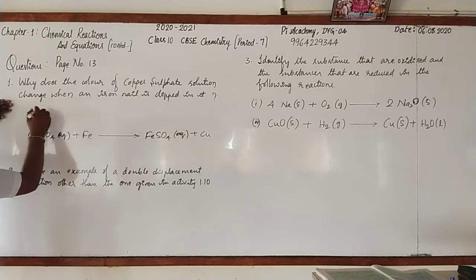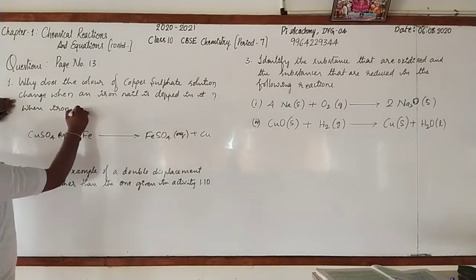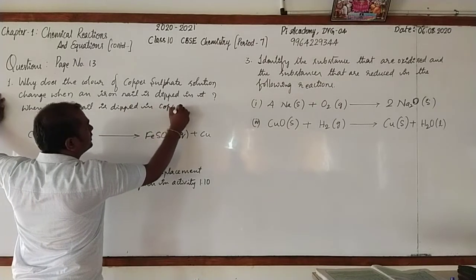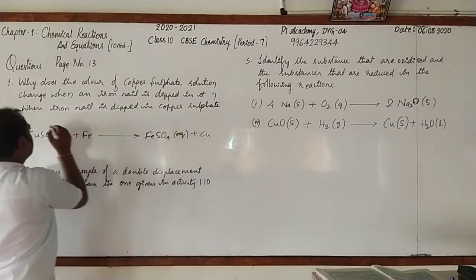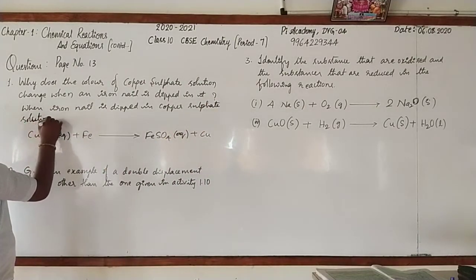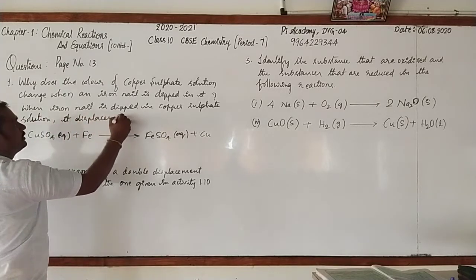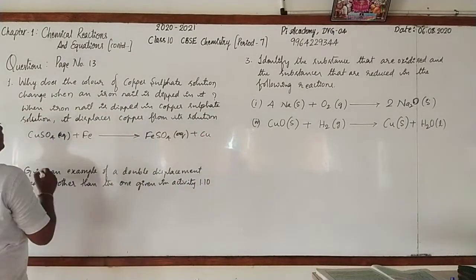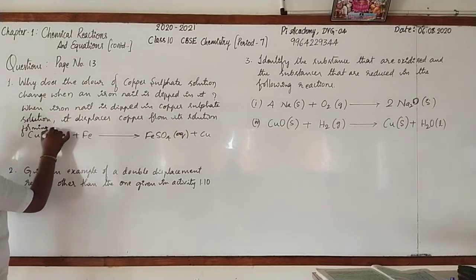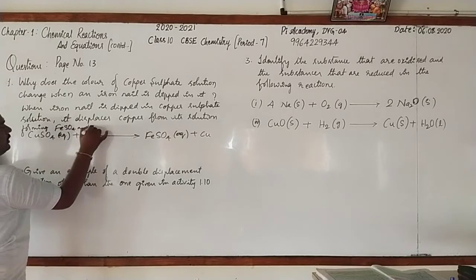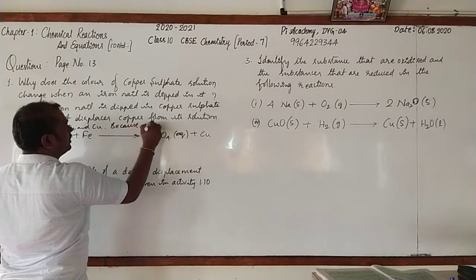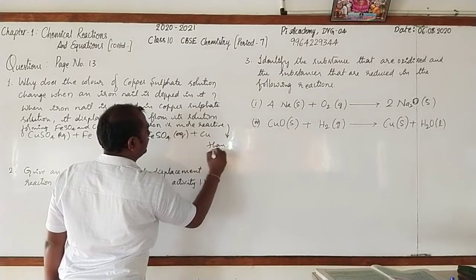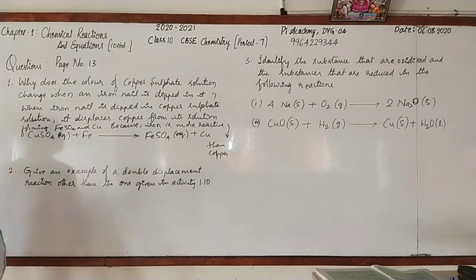So here, when an iron nail is dipped in copper sulfate solution, it displaces copper from its solution, forming iron sulfate and copper, because iron is more reactive than copper. Clear? Then after that you can write this chemical equation.